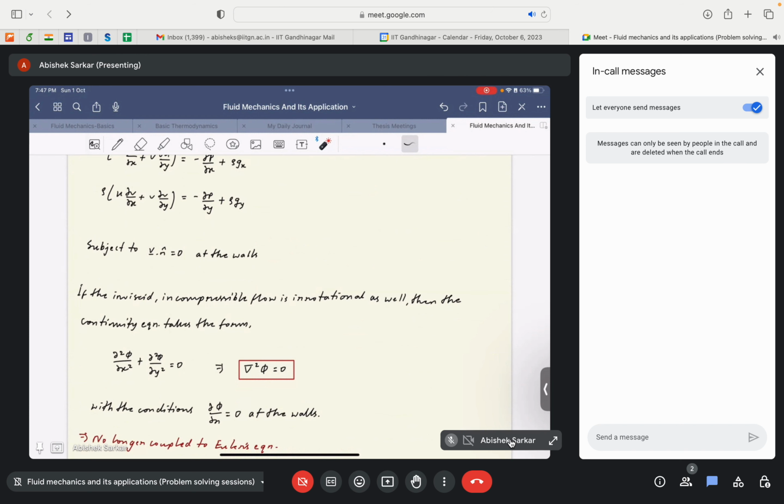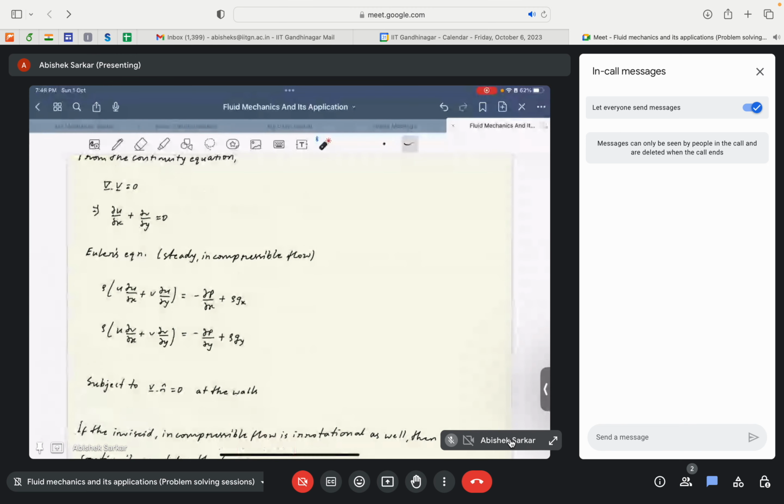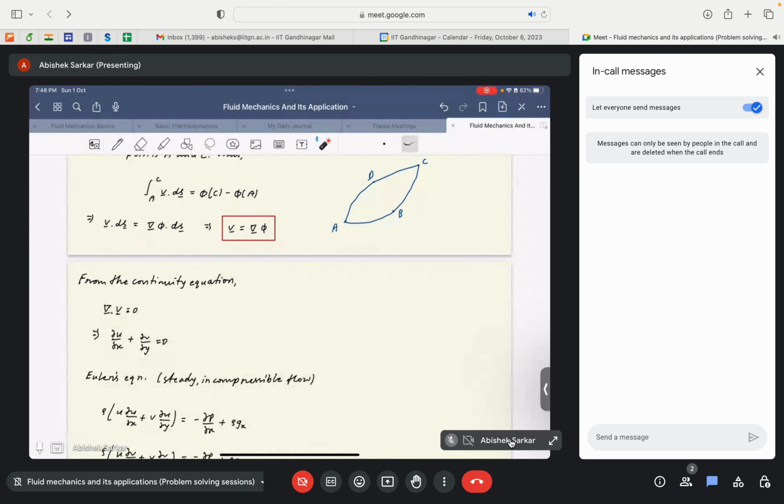Now, for an inviscid incompressible flow which is irrotational as well, the continuity equation will take this form. Why? Because if we substitute the values of u and v in this, then it will basically mean that u would be equal to dou phi by dou x, and v would be equal to dou phi by dou y.